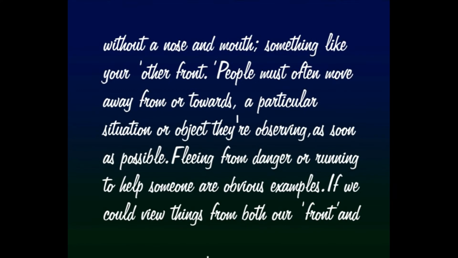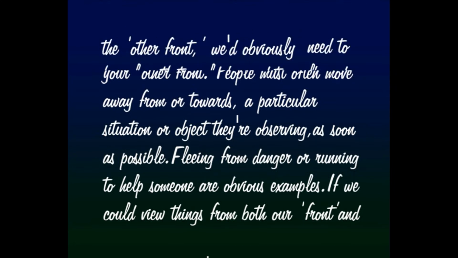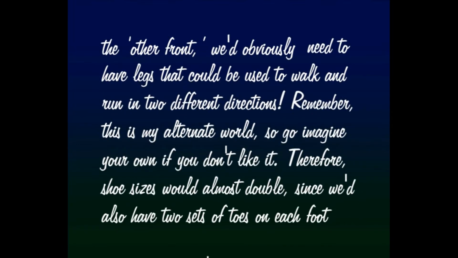People must often move away from or towards a particular situation or object they are observing as soon as possible. Fleeing from danger or running to help someone are obvious examples. If we could view things from both our front and the other front, we'd obviously need to have legs that could be used to walk and run in two different directions. Remember, this is my alternate world, so go imagine your own if you don't like it.